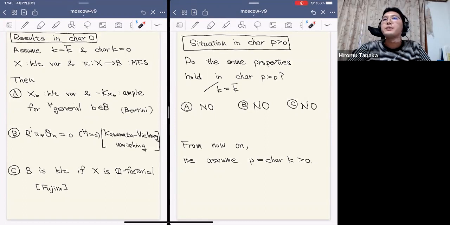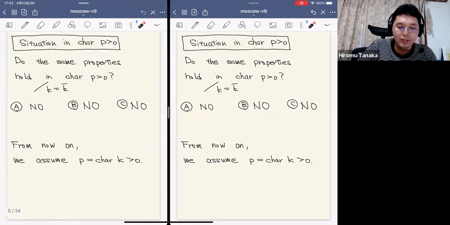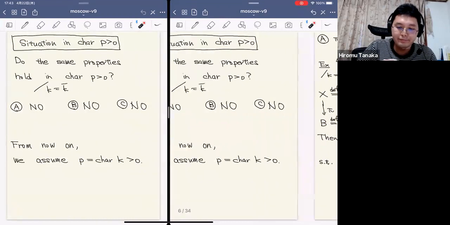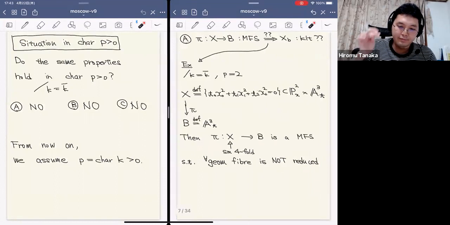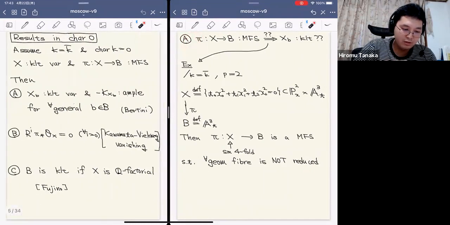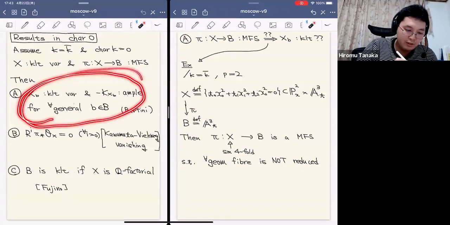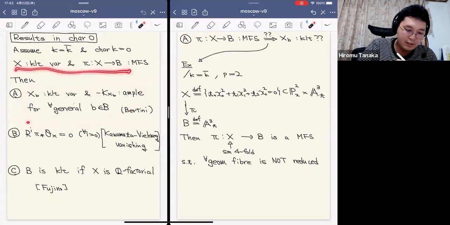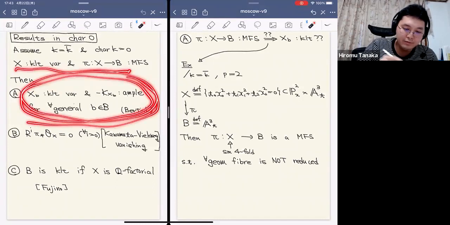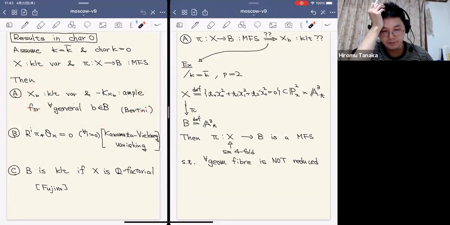Now I'd like to give some examples to justify these negative answers. I will show you some counterexamples. I'd like to start with question A. The property was this one: we have a Mori fiber space, then the general fiber is a KLT Fano.